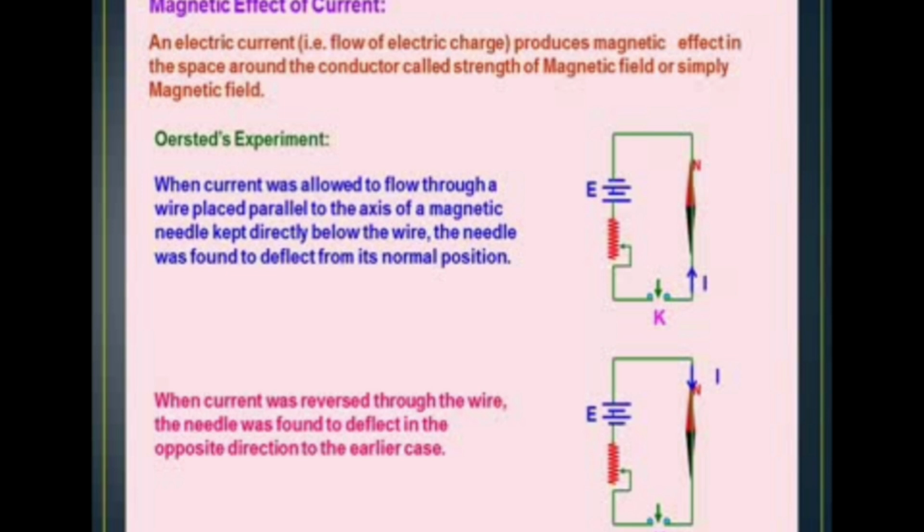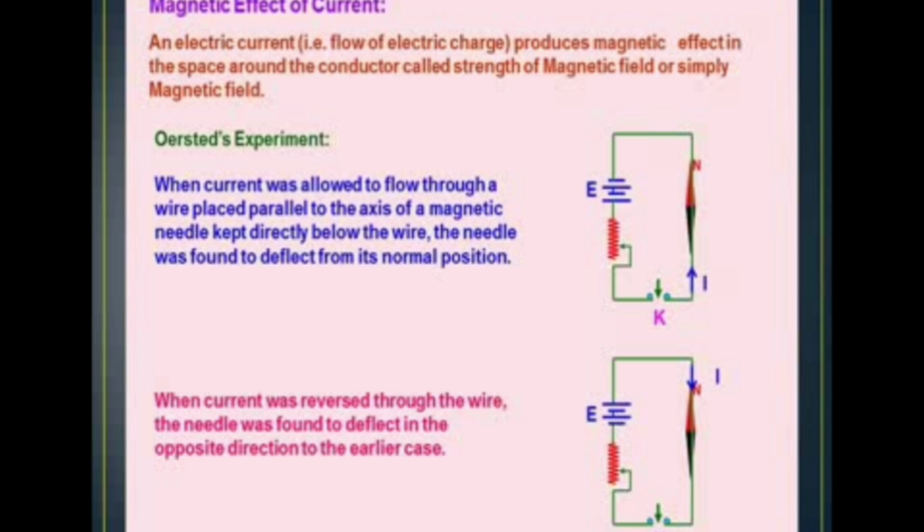So now we are going to see Oersted's experiment. An electric current produces a magnetic effect. The space around the conductor is called the magnetic field. If we flow current through a conductor, there will be a magnetic field around that conductor. So that is the magnetic effect of current.